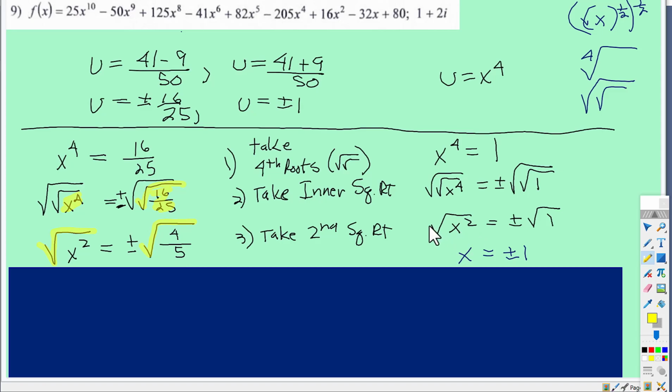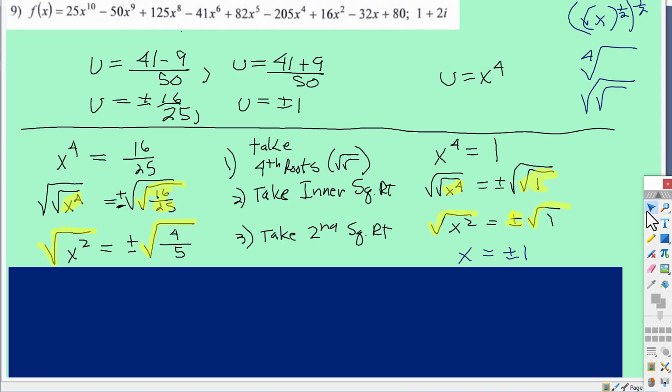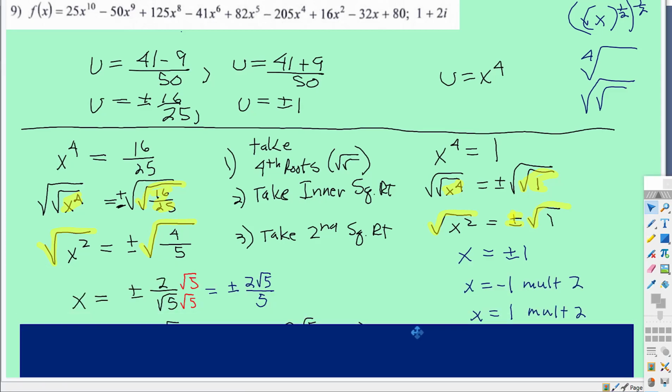And over here, the inner square root of x to the 4th leaves the outer square root of x squared, and the inner square root leaves the outer square root of positive negative square root of 1. Now you're going to take the outer square root. The square root of x squared is x. And when you take the positive negative root of 4/5, that's like saying the square root of 4 over the square root of 5. Well, that's positive negative 2 over root 5.